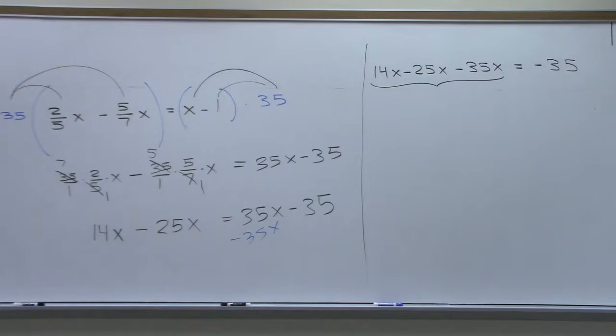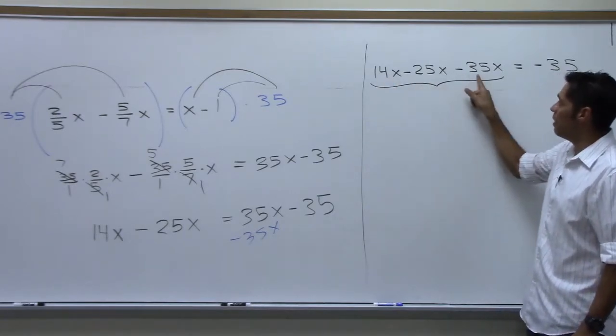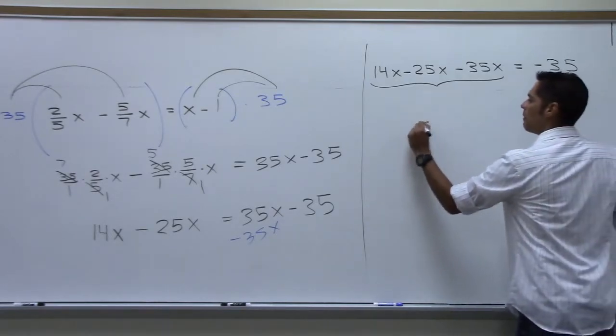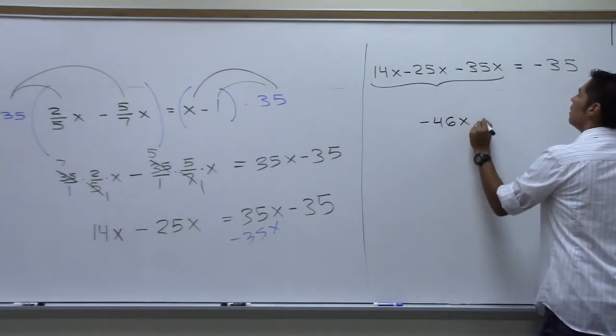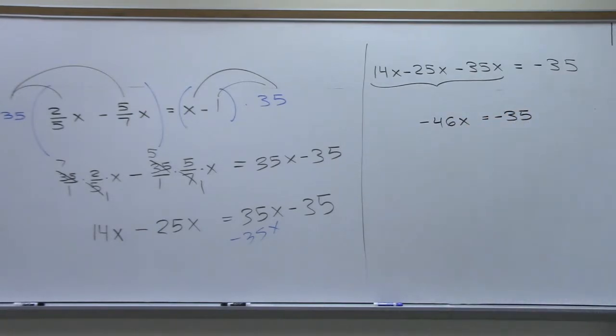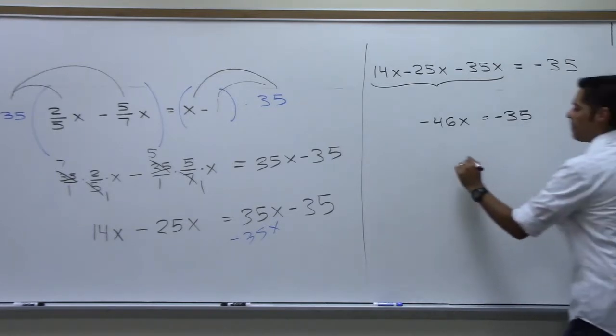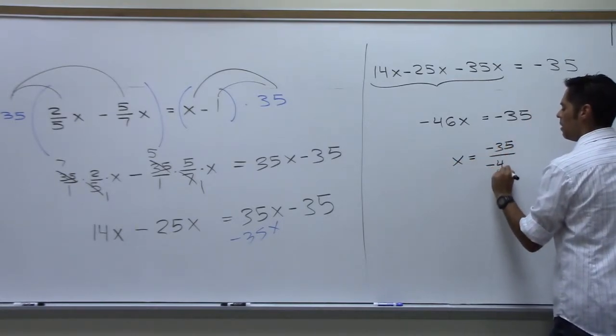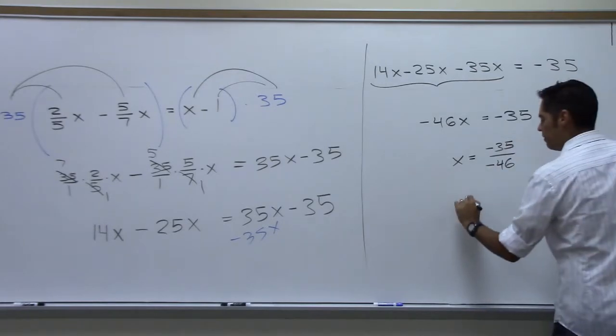So can we put all those three together? Yeah, just put the numbers together, right? What's 14, take away 25, take away 35. So negative 46x equals negative 35. Now what? Divide by negative 46 on both sides. And I'll have a negative divided by a negative, won't I? And that'll just turn into a positive.